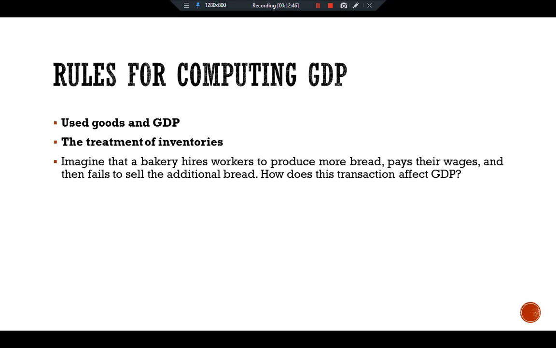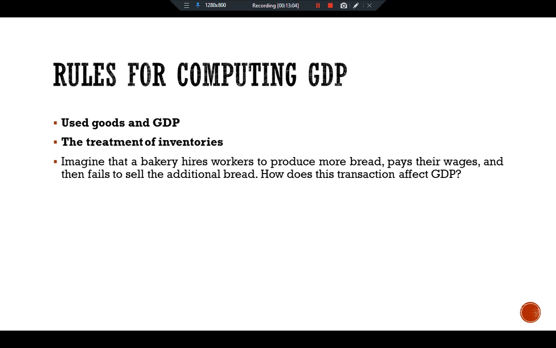Total expenditure in the economy has not changed because no one buys the bread. Total income has not changed either, although more is distributed as wages and less is profit, because the transaction affects neither expenditure nor income.